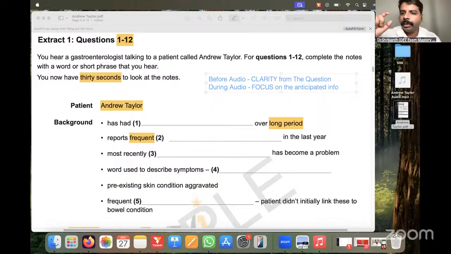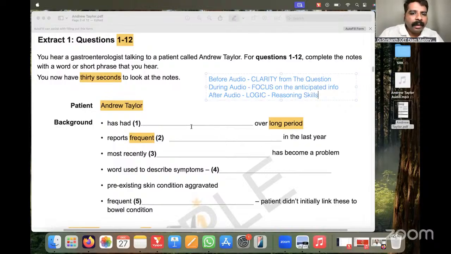Okay, so in the OET, they will talk about several things, but you are anticipating. So okay, I'm waiting for a name of a medicine. I'm waiting for a sign. I'm waiting for a symptom. So you should focus only on that, right? And then after the audio is done, what should you do? You should have logic. You should use your reasoning skills and write down the correct answer, right?